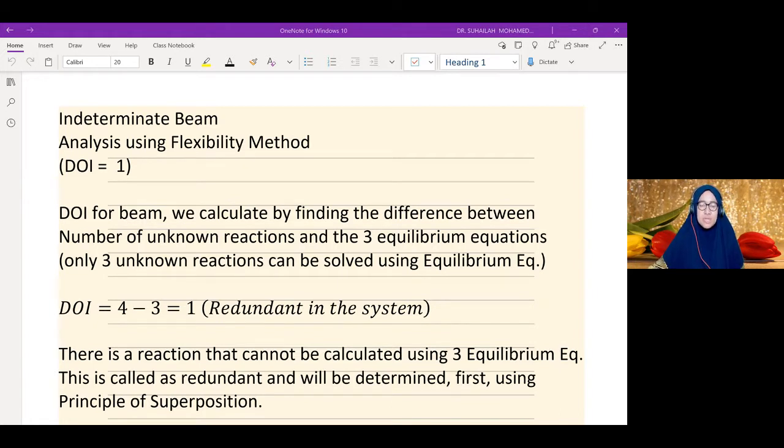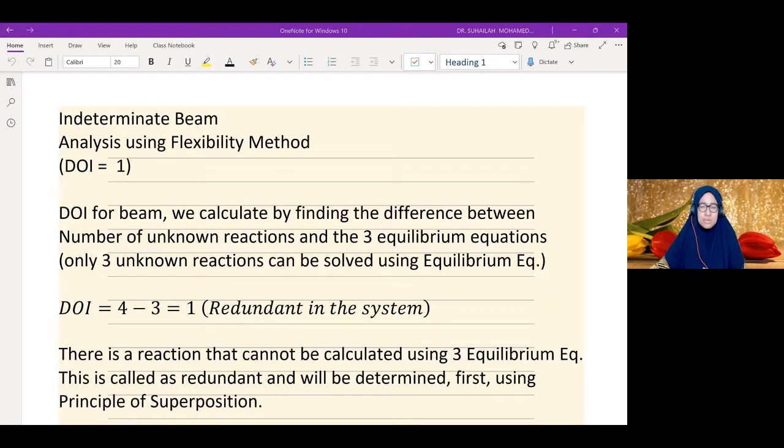Basically, we will focus on how to analyze structures, how to answer questions, and we will look at some examples and go hands-on on how to calculate and analyze reactions in indeterminate beam, frame, and truss. So for today, we will focus on beam and frame analysis first for the flexibility method.